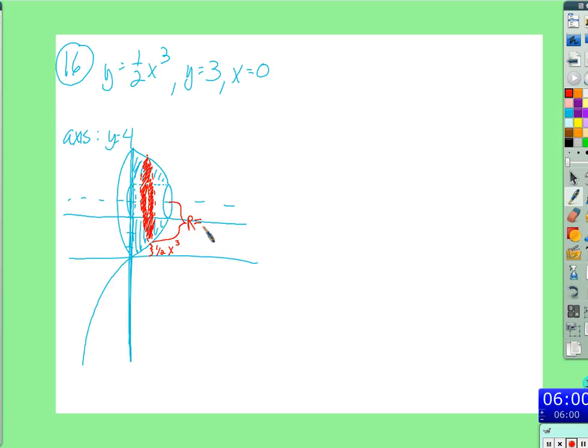See how the larger radius is from the axis of rotation. That's going to be the center. And down to here, right? Or if it's this cross section, it's going to be from here to there, right? But this little tiny piece right there is worth 1/2 x cubed.